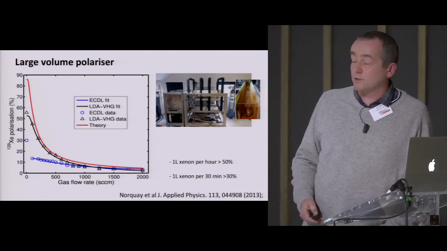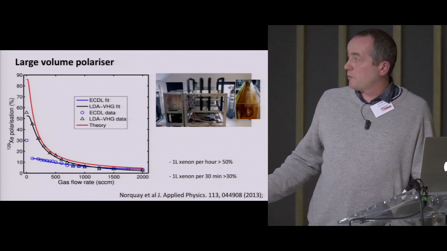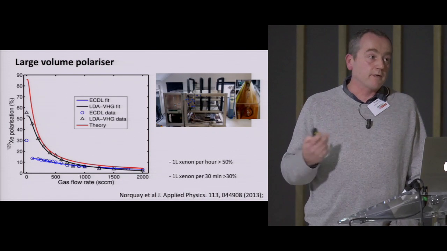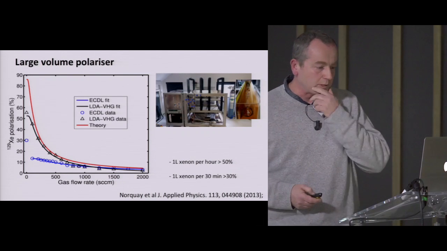And this is allowing us to now image basically a patient every 15 minutes. So if we give a patient a dose of half a litre of gas, which is all that's needed to get the kind of image quality I've shown you, we have now got on-demand xenon polarization capability.